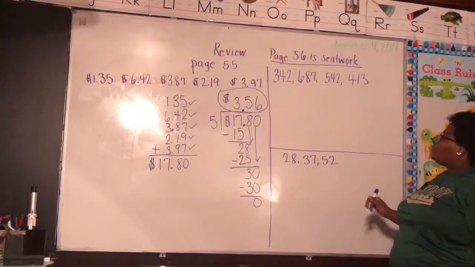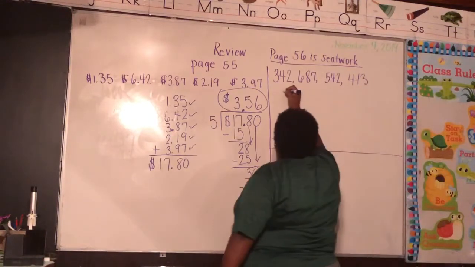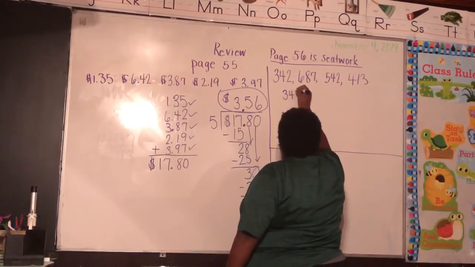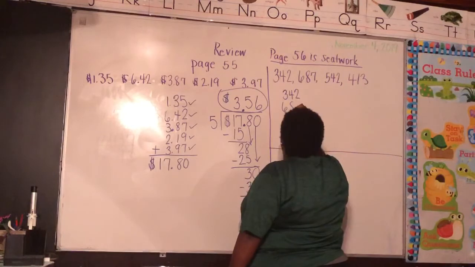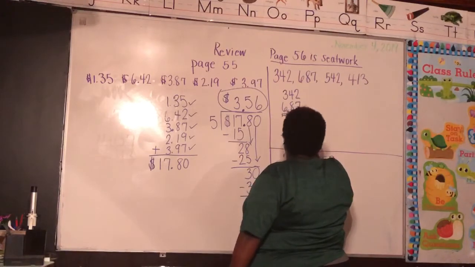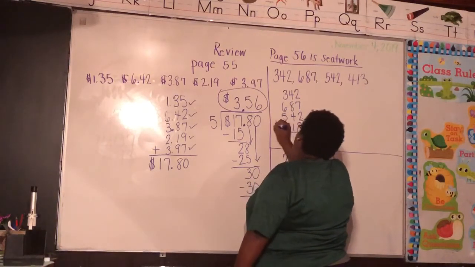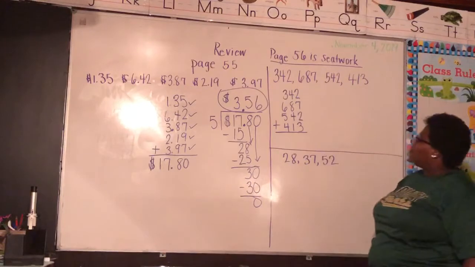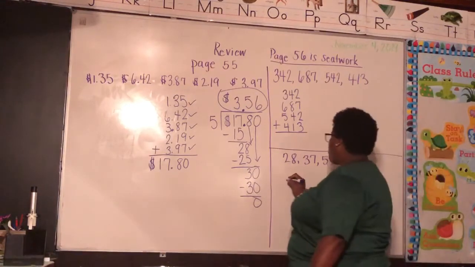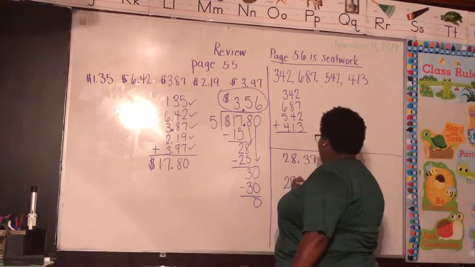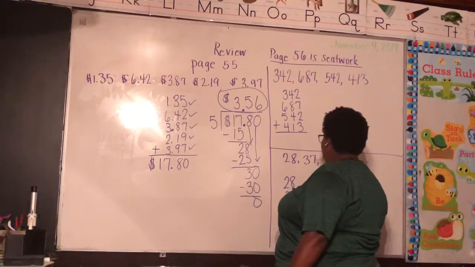Let's do some more. And it's okay to line them up. 342, 687, 542, and 413. Add them up. I'll give you a little time, and I'll set this one up too while I give you time to add that up.